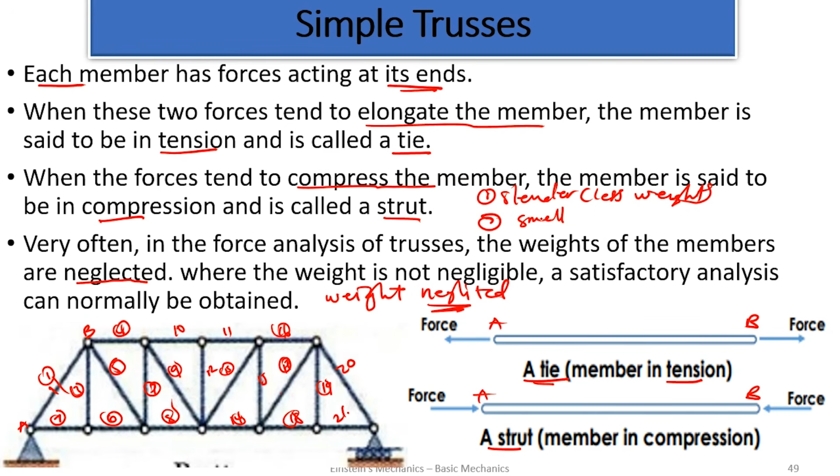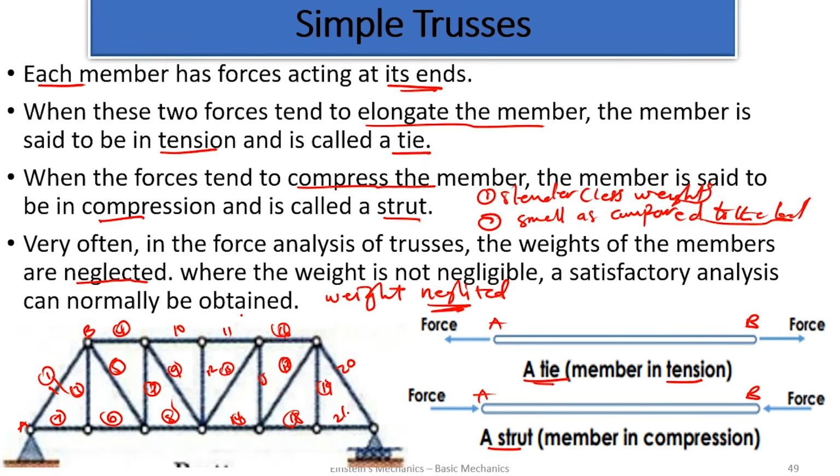Very good. And if they are less weight, then two, the weight is what? Small as compared to the load. Small as compared to the load. Compared to what? The load being carried by the entire structure or the member. So we neglect the weight, and where the weight is not negligible, a satisfactory analysis can normally be obtained.